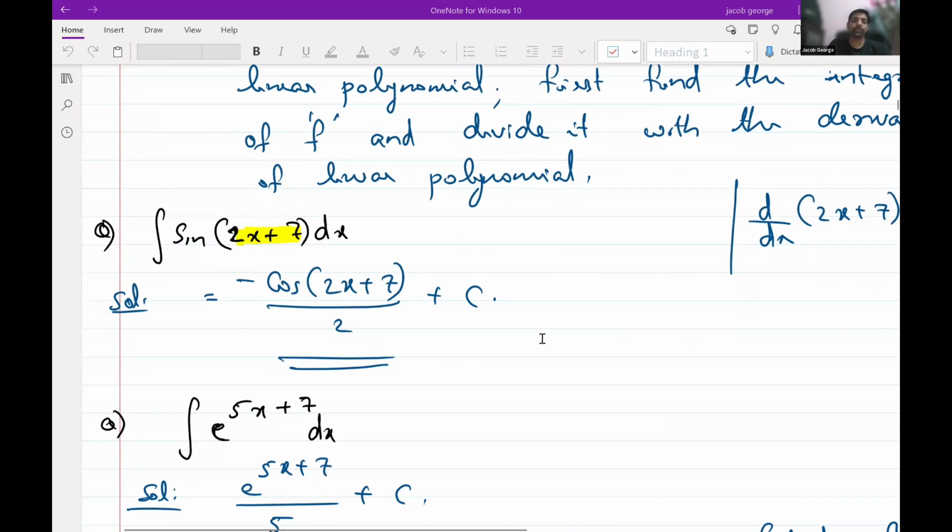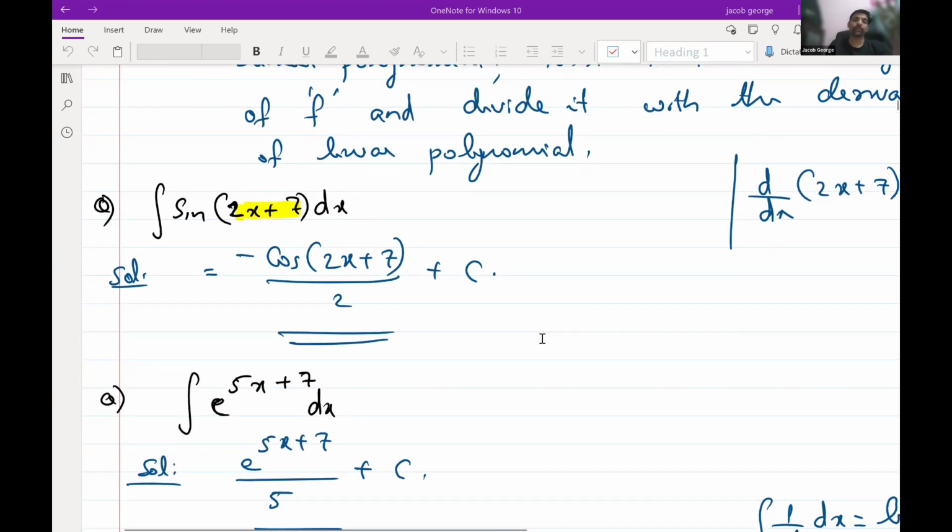For example, sine 2x plus 7 dx. First, we do the integral of sine. What is the integral of sine?